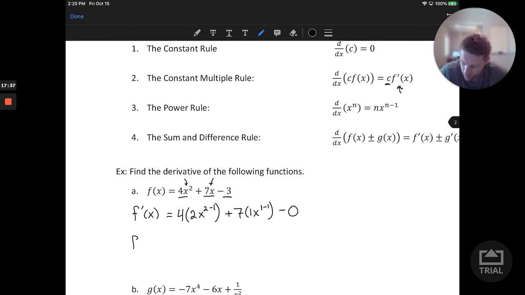So if I summarize this derivative and write it a little bit better, we have 4 times 2 is 8, x to the first power. And then the second term would just become plus 7. 1 times x to the 0 power is still 1. And so we'd have 7, and then 0 does not get to come along. So this derivative here would be just 8x plus 7.